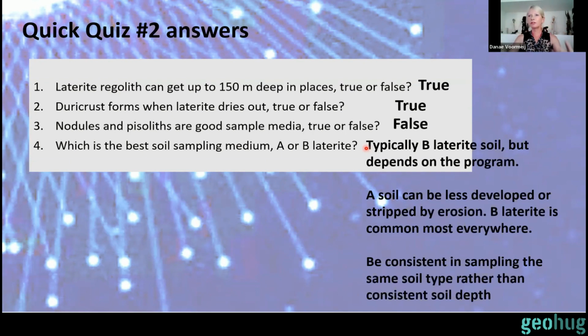And which is the best soil sampling medium? It really depends on your program. But in general, it's the B laterite soil. Remember that the B laterite is pretty much everywhere, but that A soil can be less developed or stripped by erosion. The important part is to be consistent in sampling the same soil type, rather than consistent depth, which is what a lot of programs do. They say, okay, let's sample at 18 centimeters depth, because they hope to be in that B soil laterite. But you want to follow it throughout the landscape because there are areas where it's thicker and thinner.